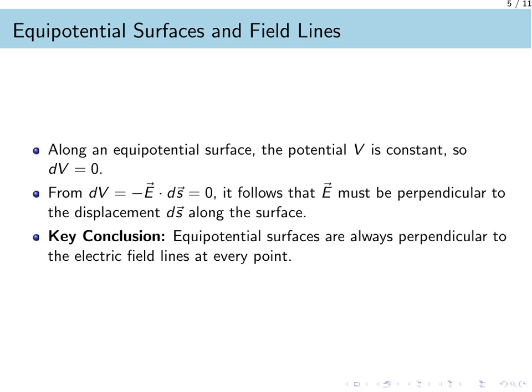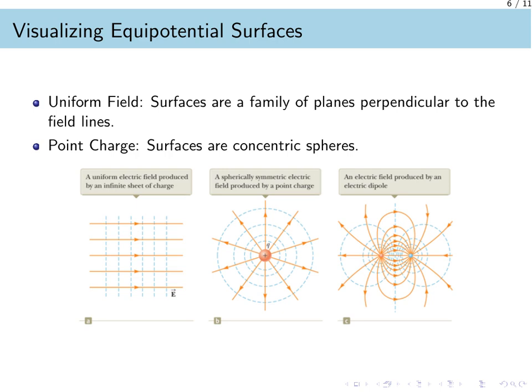This leads to a key geometric conclusion. The electric field must be perpendicular to the displacement along the surface. Therefore, electric field lines are always perpendicular, or orthogonal, to equipotential surfaces at every point in space. This rule helps us visualize the field by looking at the potential, and vice versa. We can visualize these relationships through different charge configurations.